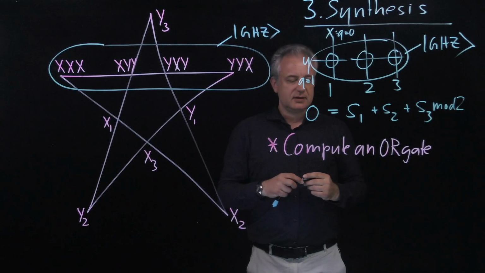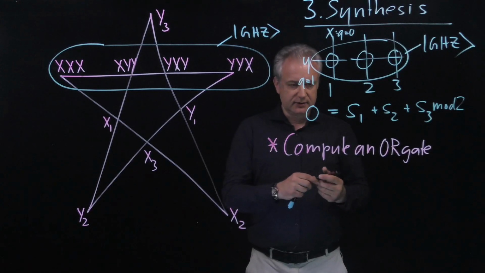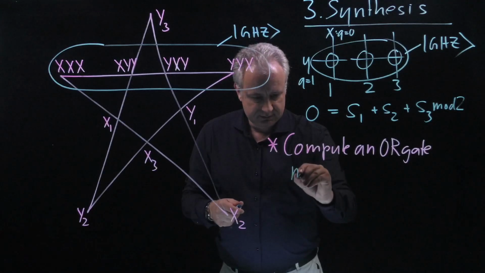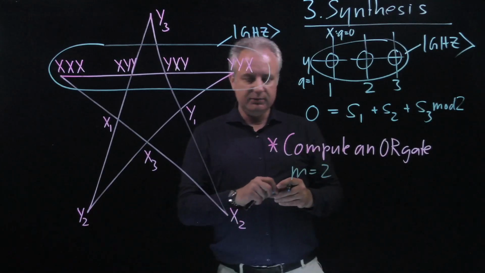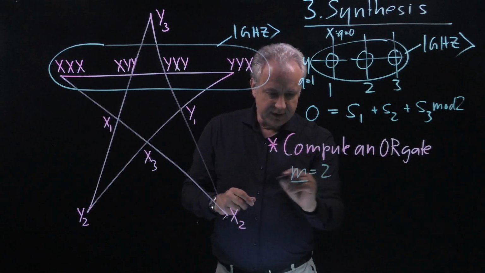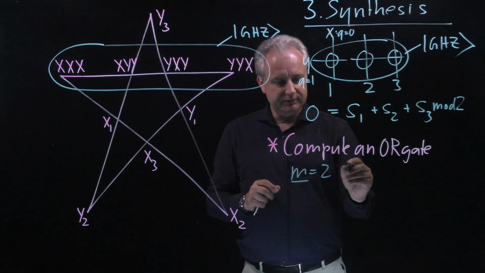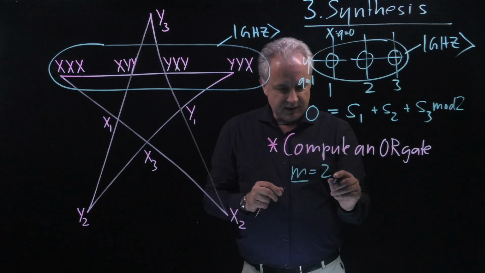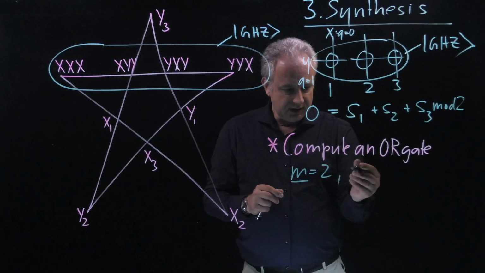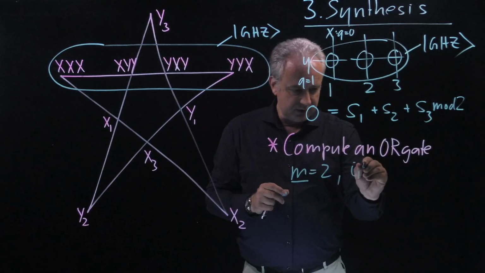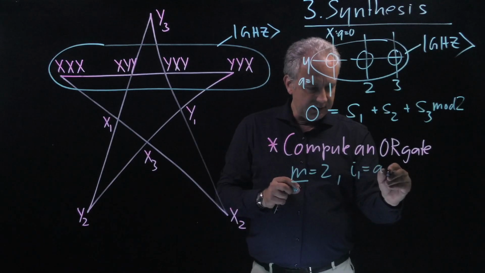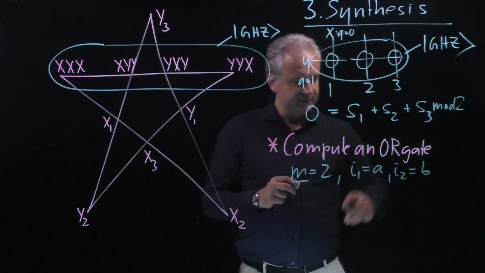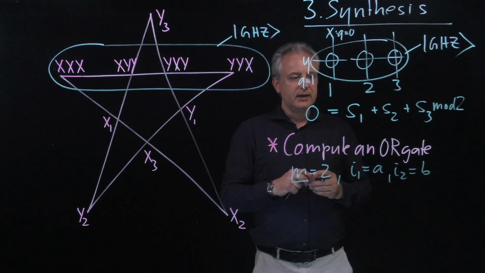So the OR gate has 2 bits of input. This means that m equals 2 bits of input. This is the number of input bits, if you remember. And let's call these bits A and B. So in our earlier notation, the first input bit, let's call it A, and the second input bit, let's call it B. So that's what we are talking about.